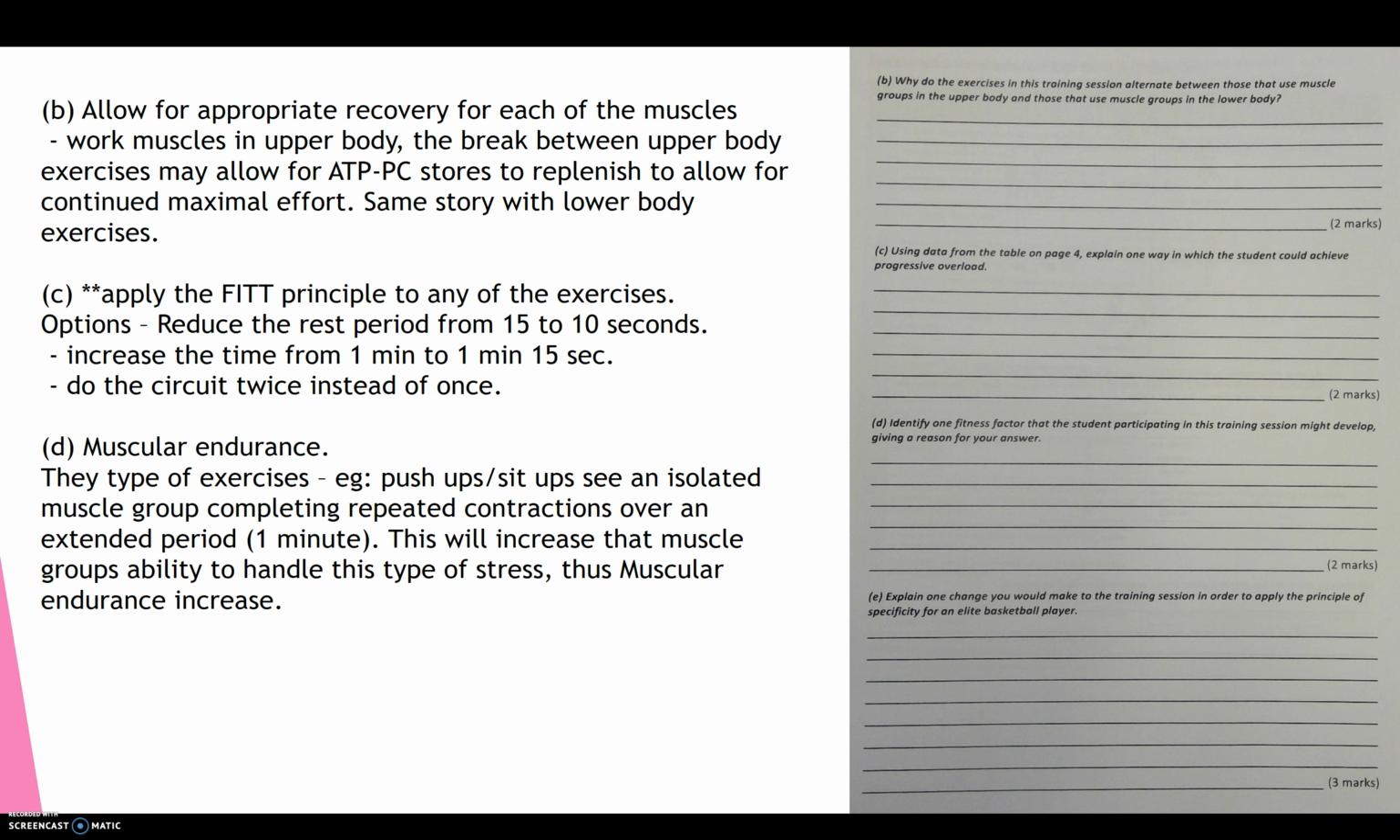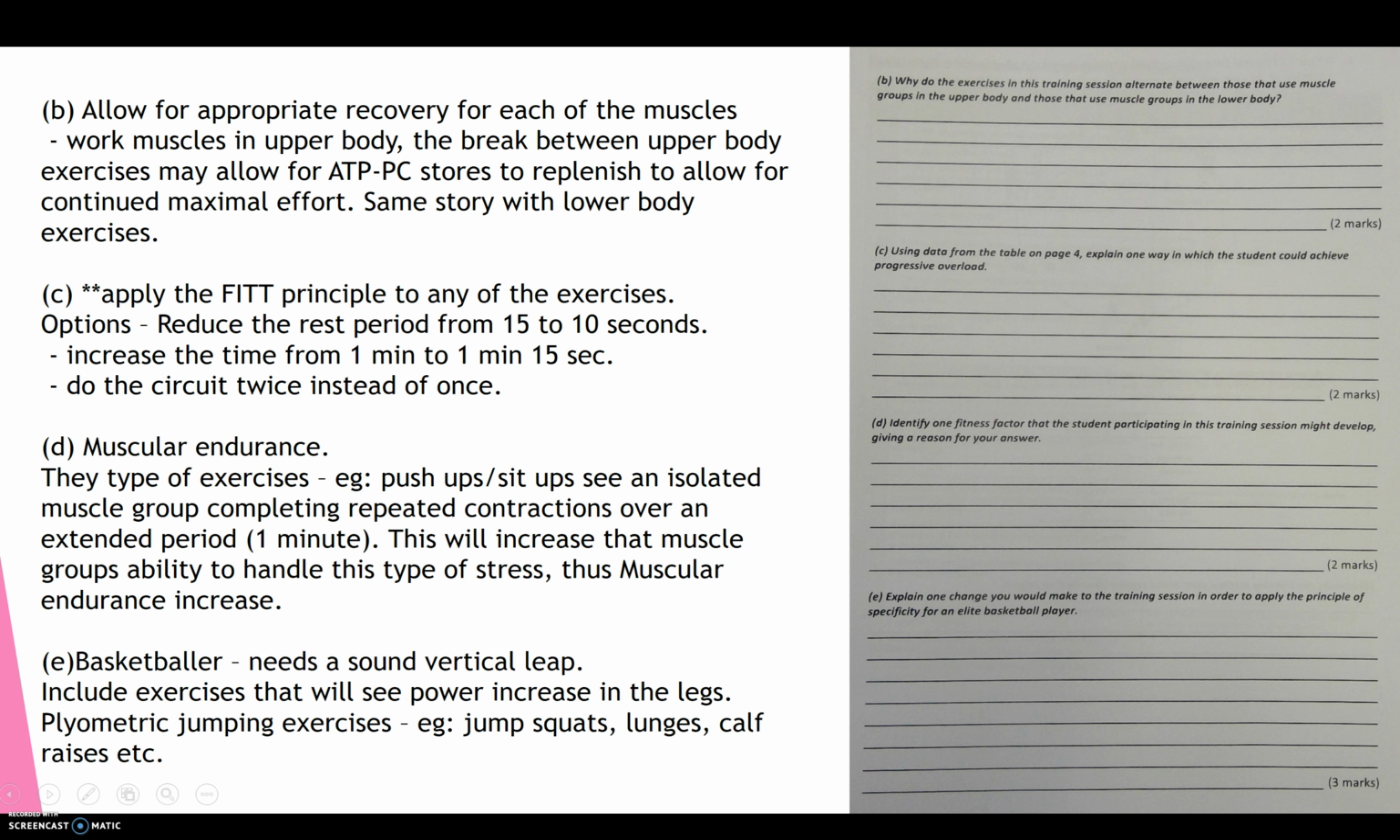Explain one change you'd make to the training session in order to apply the principle of specificity for an elite basketballer. A basketballer needs a really good vertical leap, so you'd include exercises that would see power increase in the legs. So plyometric exercises, jump squats, lunges, calf raises.